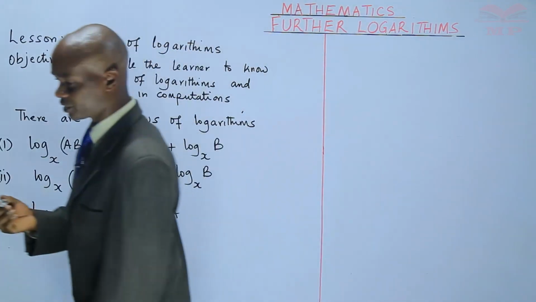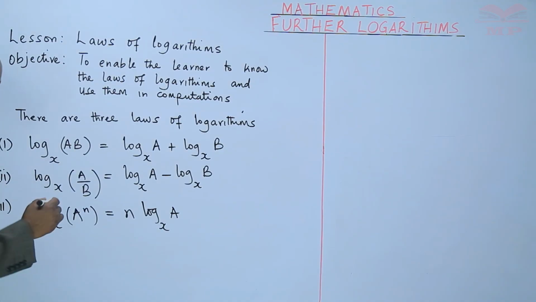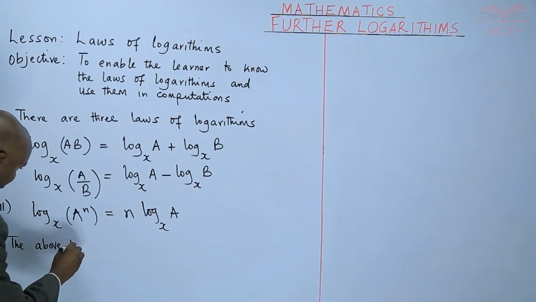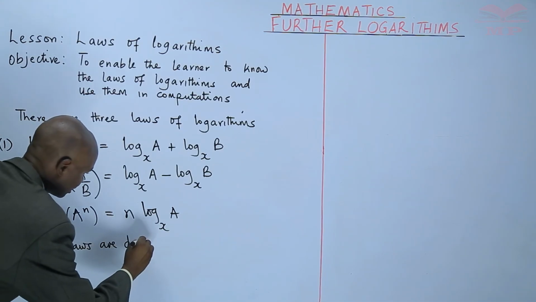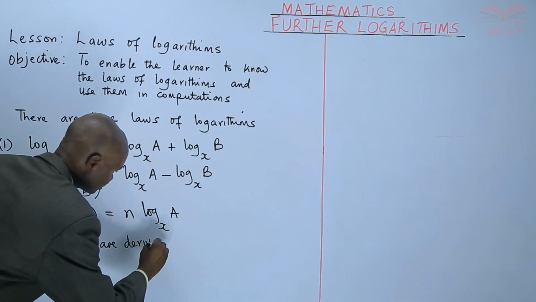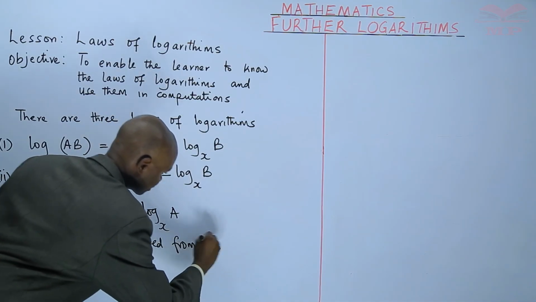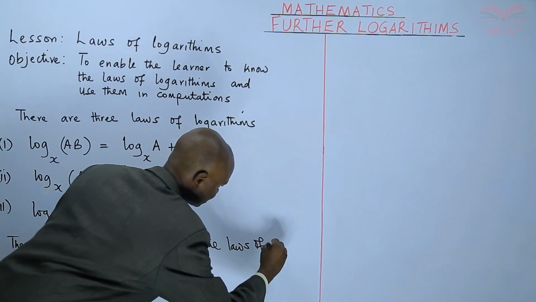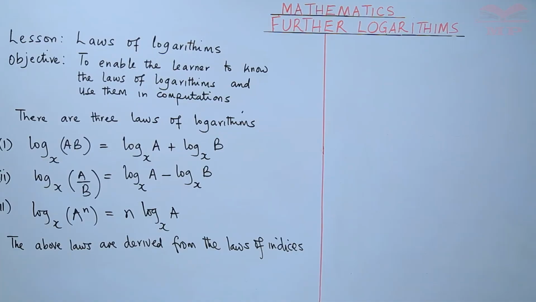But where are these derived? The above laws are derived from the laws of indices, sometimes called powers, the laws of indices.